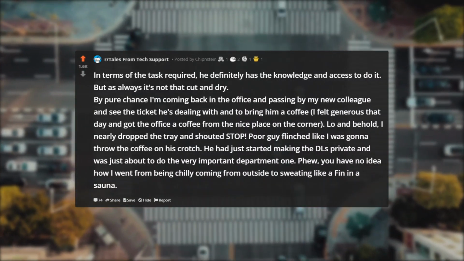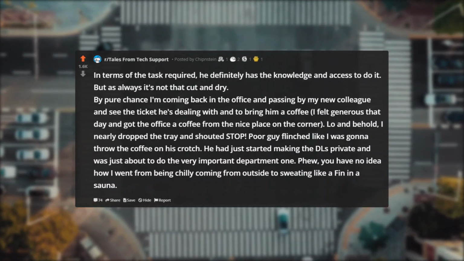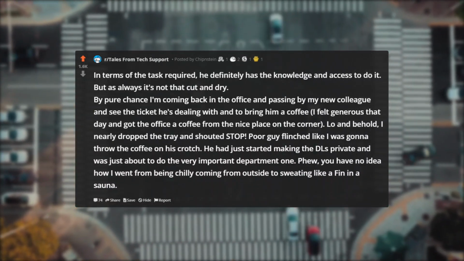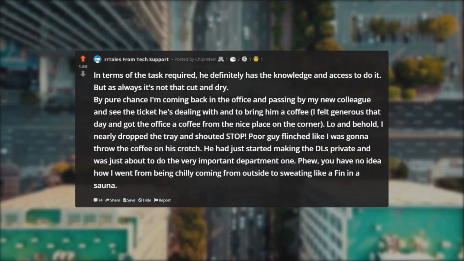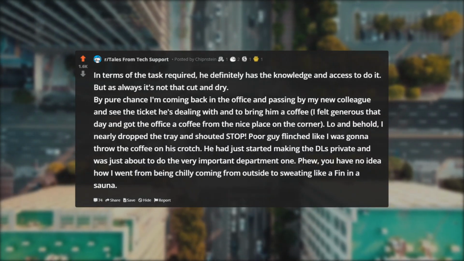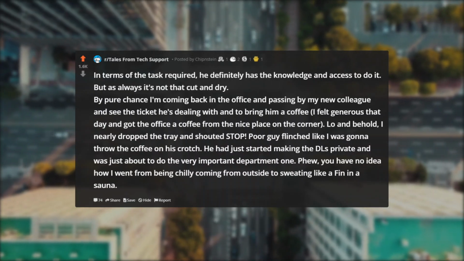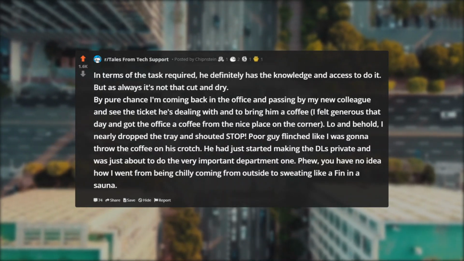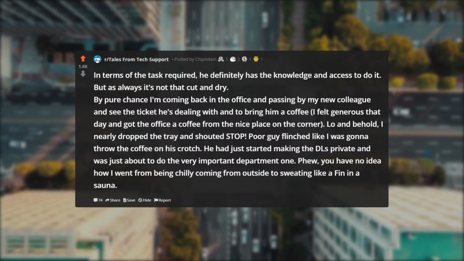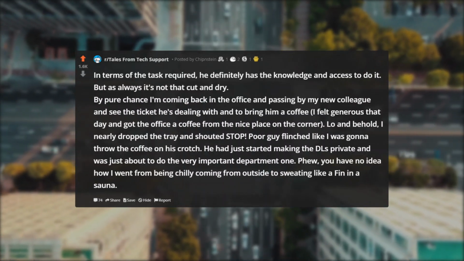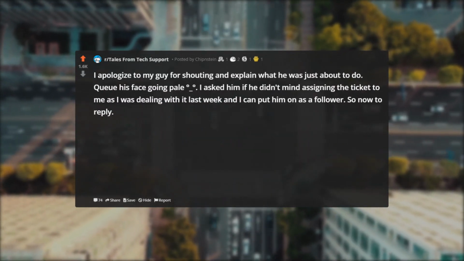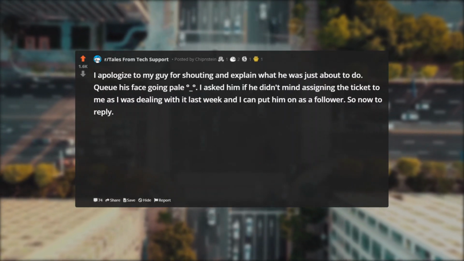Lo and behold, I nearly dropped the tray and shouted stop. Poor guy flinched like I was gonna throw the coffee on his crotch. He had just started making the DLs private and was just about to do the very important Department 1. Phew, you have no idea how I went from being chilly coming from outside to sweating like a Finn in a sauna. I apologized to my guy for shouting and explained what he was just about to do.